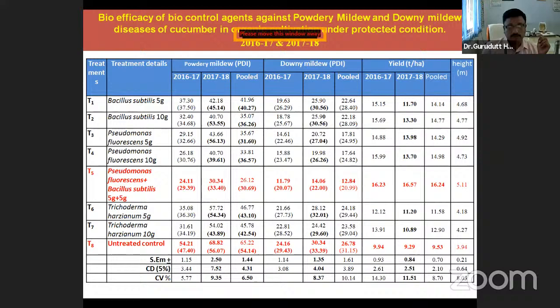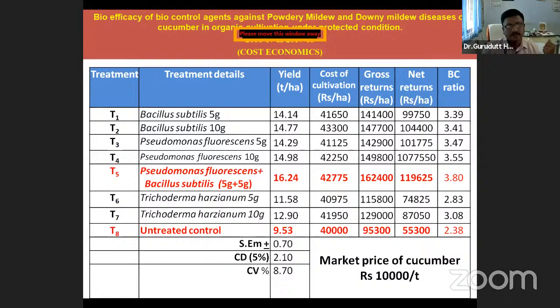It is a consortia. It's not a direct product, but we have added 5 gram each of Pseudomonas and Bacillus subtilis, so that the total will be 10 gram per liter, and we can see the difference in the disease pressure as well as the yield. When compared to the untreated control, there is a significant achievement with respect to reduction in the disease as well as increase in the yield, followed by Trichoderma at 5 gram and 10 gram. So all these case studies under natural conditions and under protected cultivation signify the importance of biopesticides.